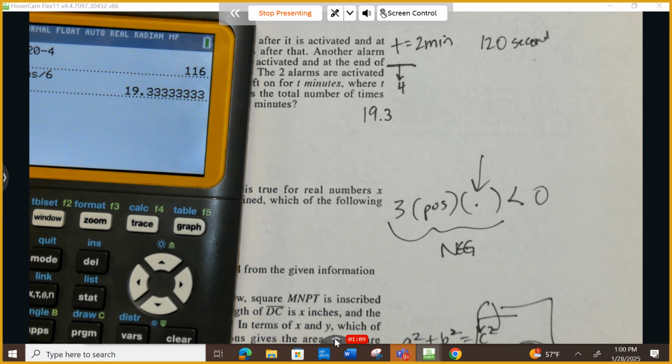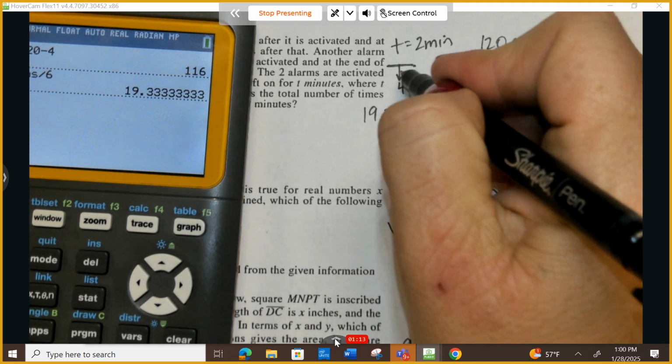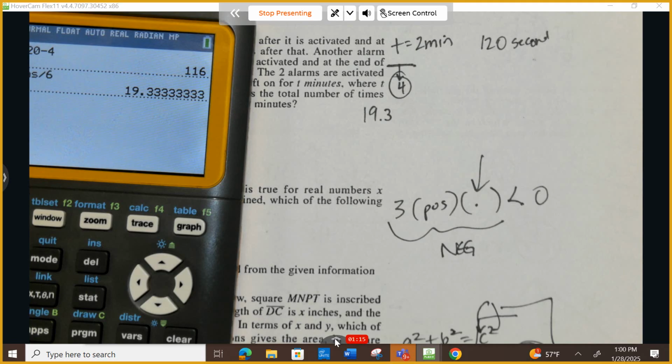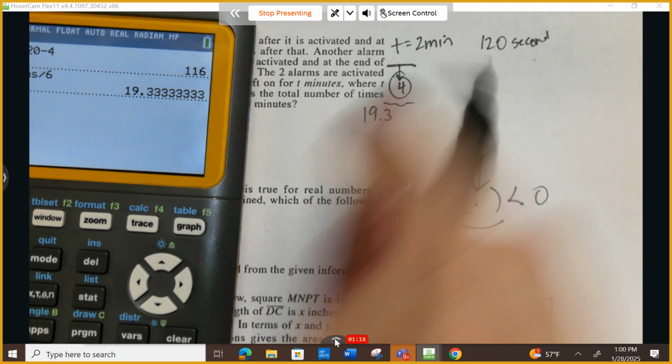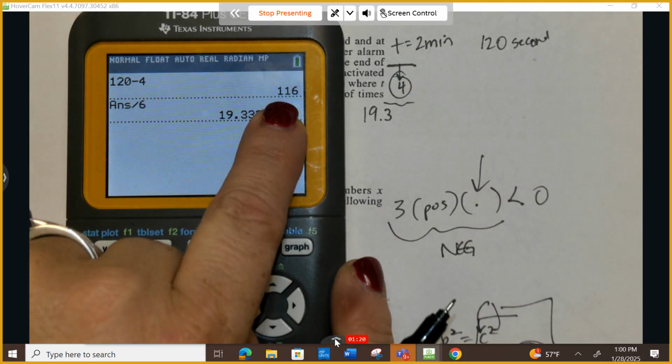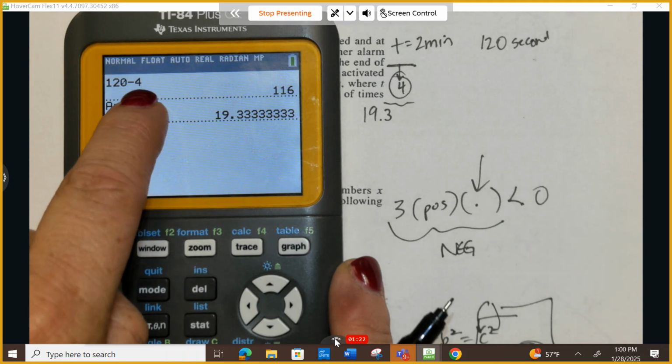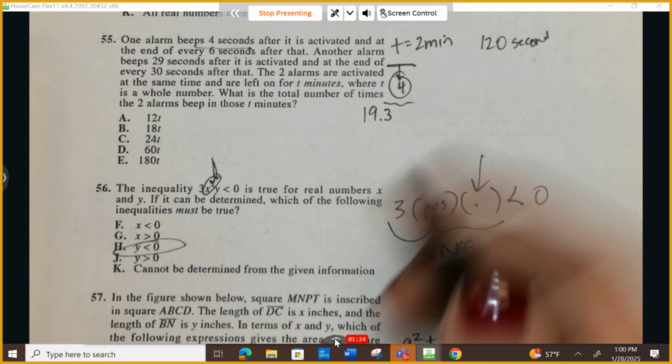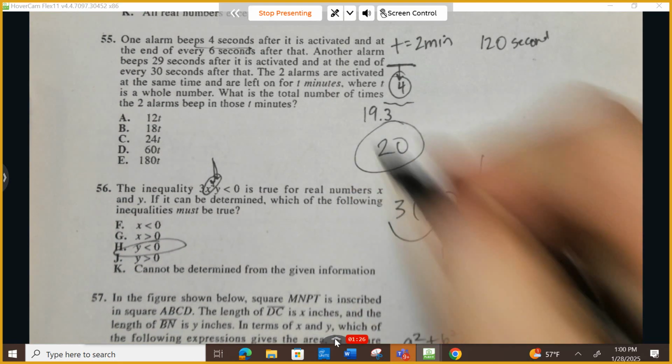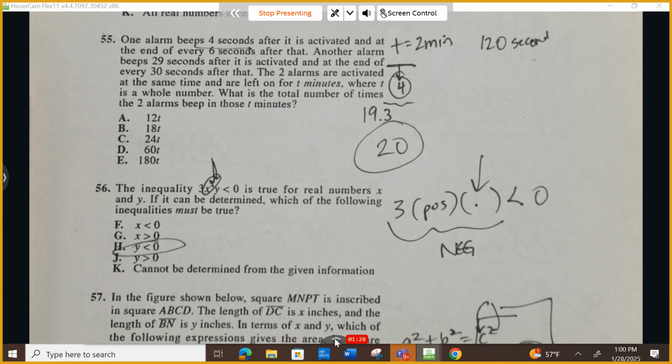Oh, you got to talk about this. It doesn't go off 19 times. Do you remember it went off the first time at 4 seconds? And then that remaining time, which is 116 seconds, remember I subtracted after it went off the first time? It goes off 19 more times, so for a total of how many times? 20.